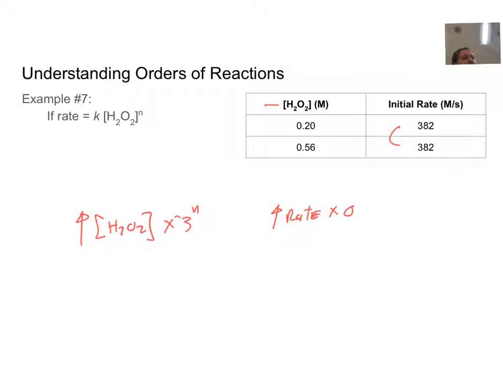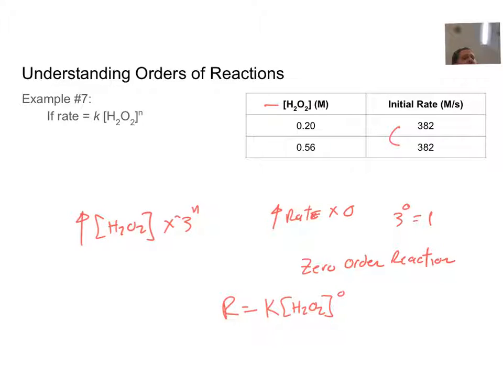How we're going to represent that is we're going to say 3 to the 0 power will give us a value of 1, which is essentially what we have here. So the rate never increased. So we're going to call this a 0 order reaction, and we're going to express it by writing the rate law. Rate is equal to K times the concentration of H2O2 to the 0 power.